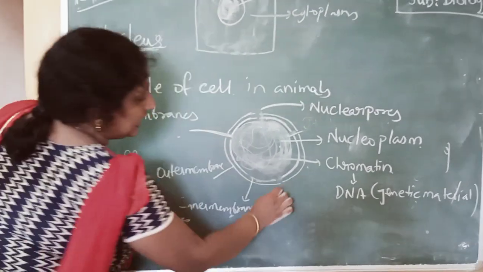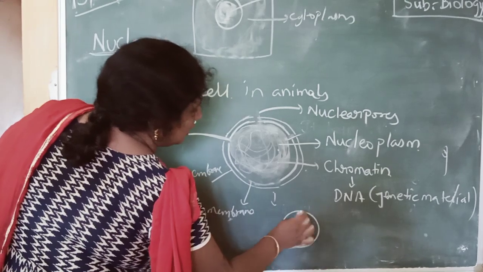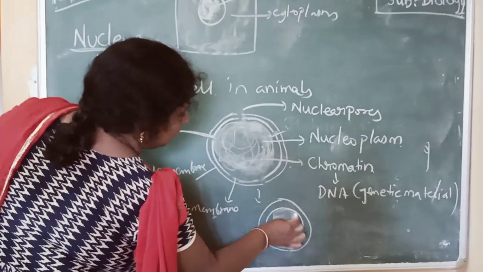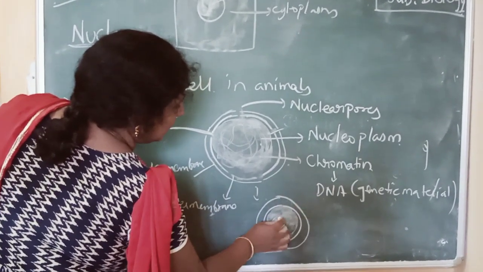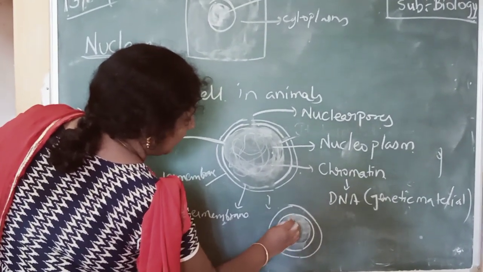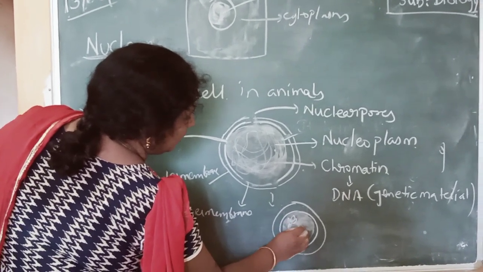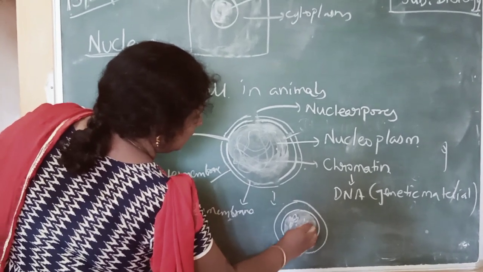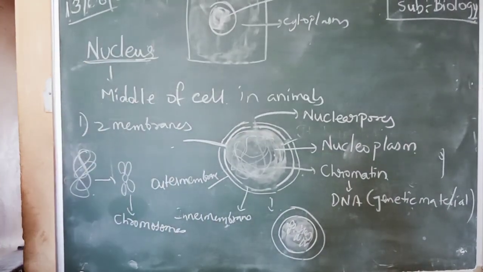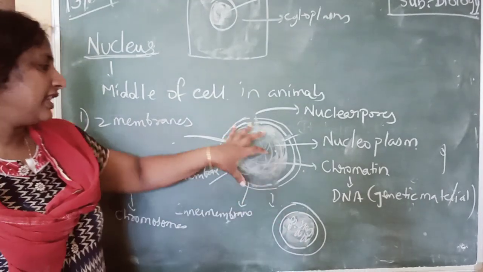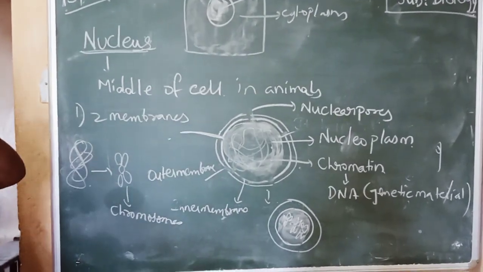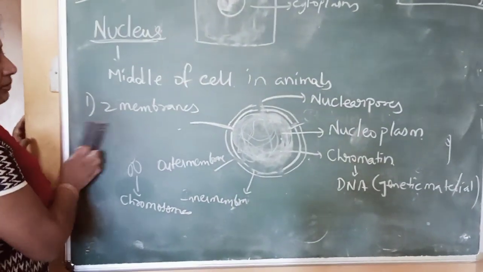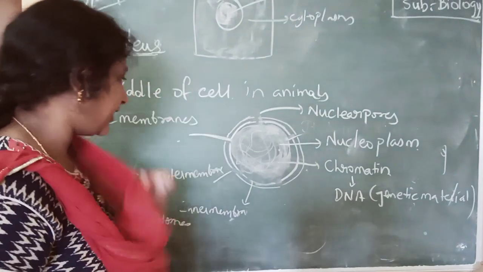If you see the diagram, it will be like this. This is our outer membrane, inner membrane, nuclear pores. Now the chromatin will be reduced into chromosomes like this. So when the cell wants to divide, the chromatin is reduced in the form of chromosomes. When the cell is in the resting stage, it will be in the form of thread-like structures called chromatin.